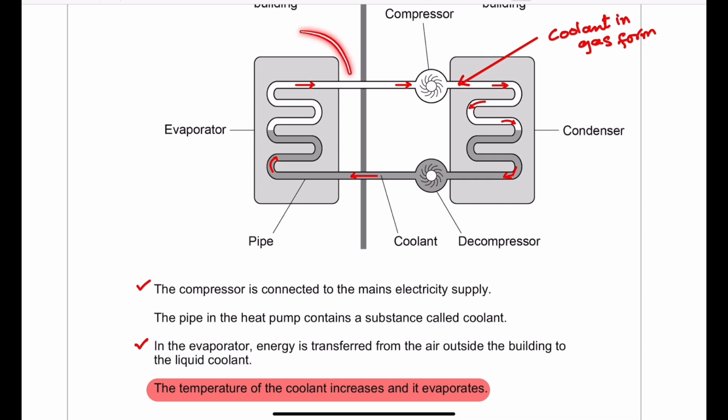In the evaporator, in this part of the heat pump, energy is transferred from the air outside the building to the liquid coolant. The surrounding air particles have energy and they give the energy to the liquid coolant, and the liquid coolant converts into vapors. The temperature of the coolant increases and it evaporates. So this is the key information: the liquid coolant converts into vapors and becomes more energetic as compared to the liquid form.